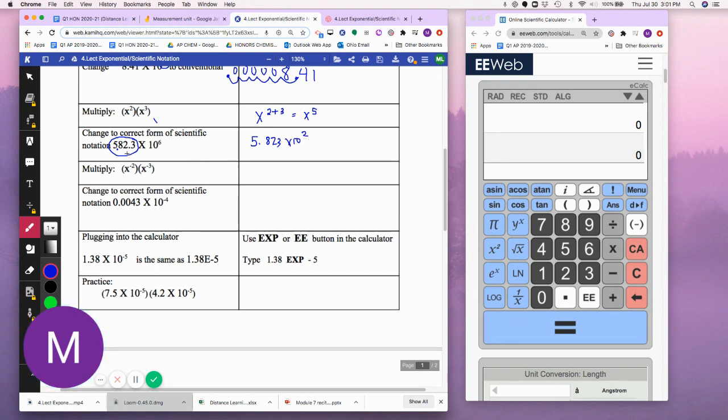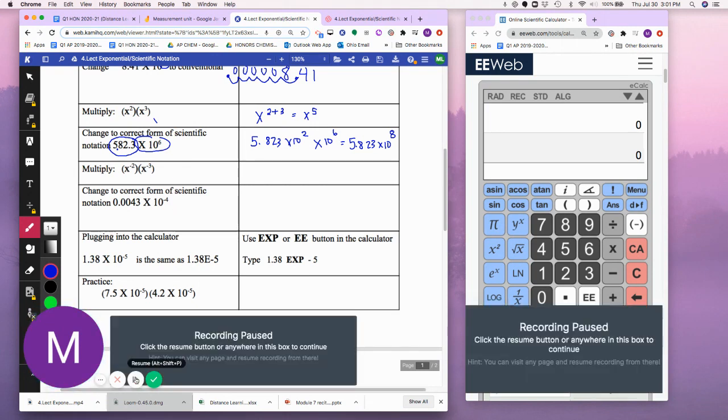Now, is this number a big number or a small number? $582 is a big number, so leave it positive. Then you put this in, times 10 to the 6. So this will be 5.823 times 10 to the 8th. Now please pause the video and try to do the next two boxes.